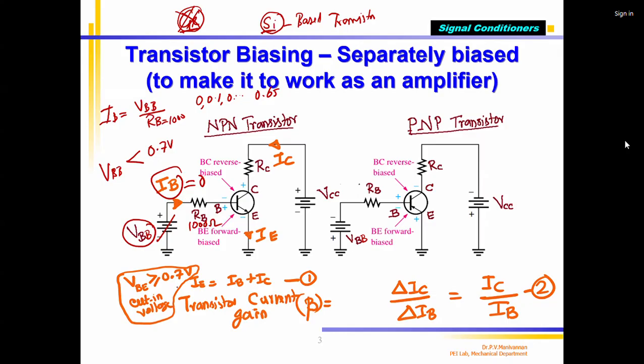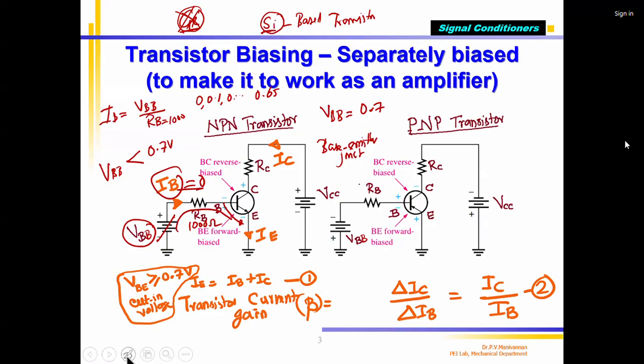When VBB equal to 0.7 volts, then IB will start flowing. In that case, I say that my base emitter junction is conducting. It is called the base emitter junction is conducting. So that means the current is flowing. How much current will flow?